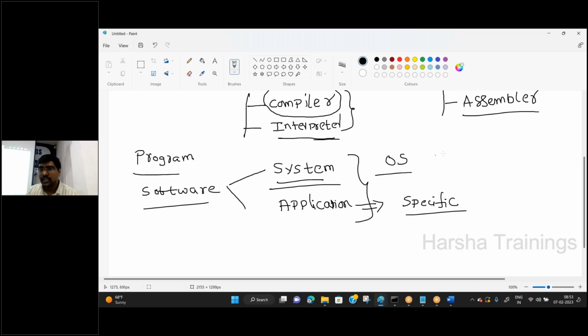Not only the OS, for example, a compiler. You are using Turbo C; if you know or don't know, no problem. A compiler is a system software which is used to run C programs, Java programs, or Python programs. Actually, Python does not use a compiler, but that is another case. So a compiler is a system software used to run programs. You got the difference?